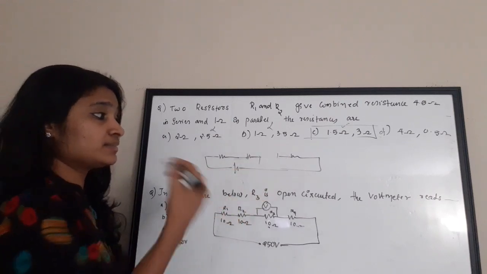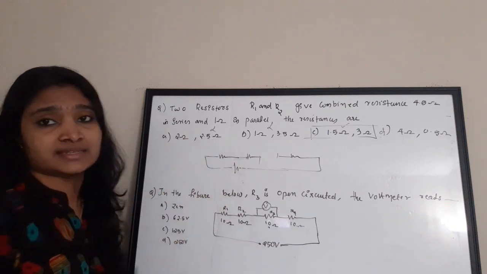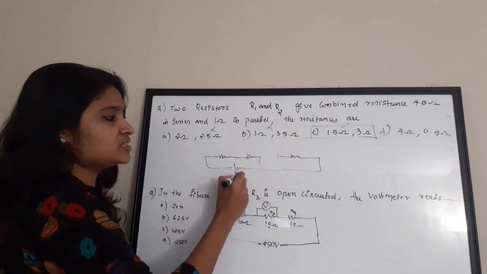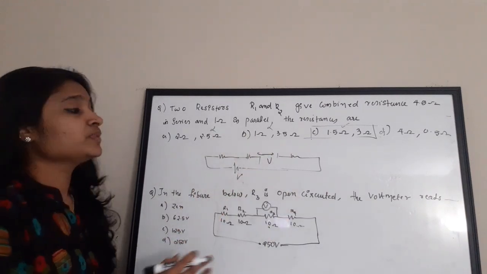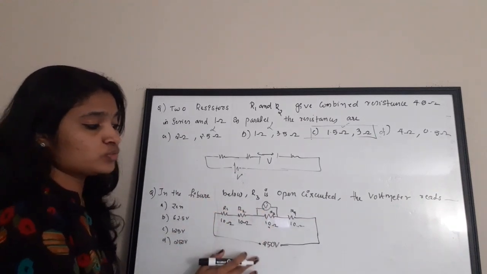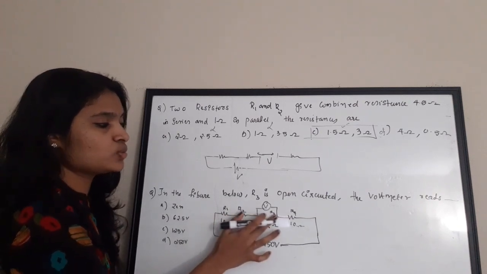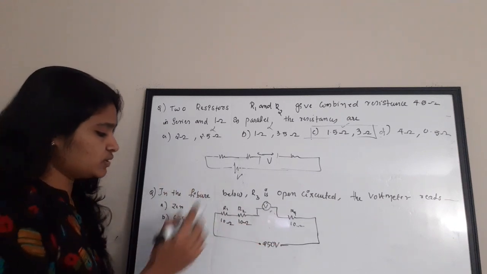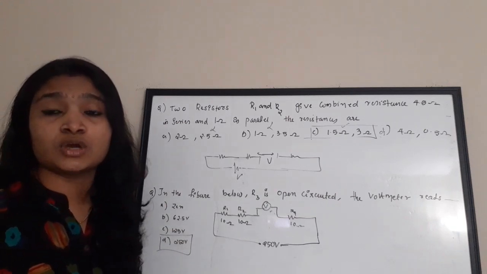So when R3 is removed, this entire voltage being applied will come as a voltage in between the open terminals. Let this be V volt. The voltage is V volt itself. Here, if R3 is open circuited, there is 250 volt applied, right? So the 250 volt will entirely come across this open circuit, and the voltmeter reading is equal to option D, which is 250 volt.